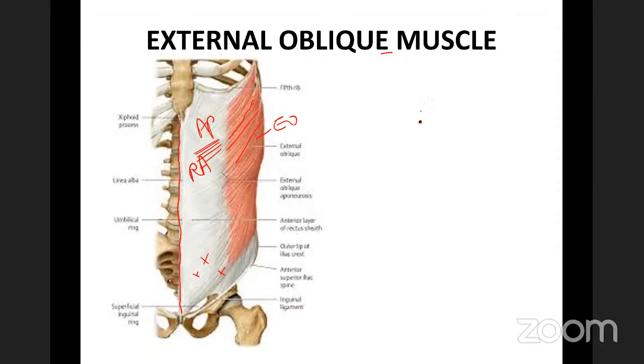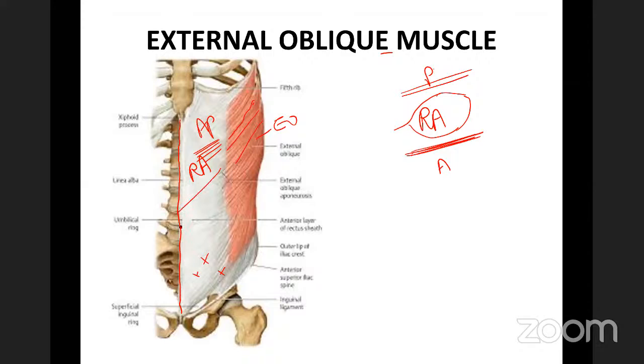We will see the modification of this external oblique muscle. But before that, I said rectus abdominis muscle is enveloped by the rectus sheath. So if this is the anterior aspect, this is the posterior aspect. You have the anterior layer and posterior layer of the rectus sheath. One layer of rectus sheath you have already seen, that is formed by the aponeurosis of external oblique. So the anterior layer covering the rectus abdominis muscle is formed by the external oblique's aponeurosis. We will discuss in detail once again.